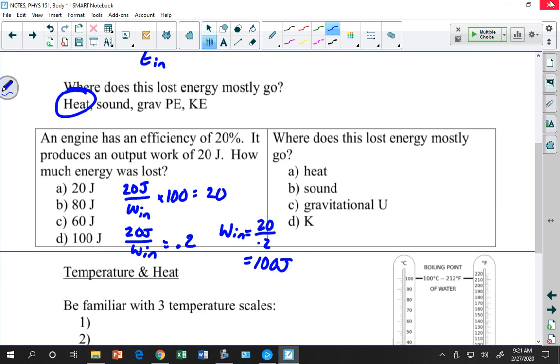So to answer the last part of the question, I would say 100 minus 20 is equal to 80 joules. This was my initial energy. This was my final energy. And so I'm losing 80 joules.